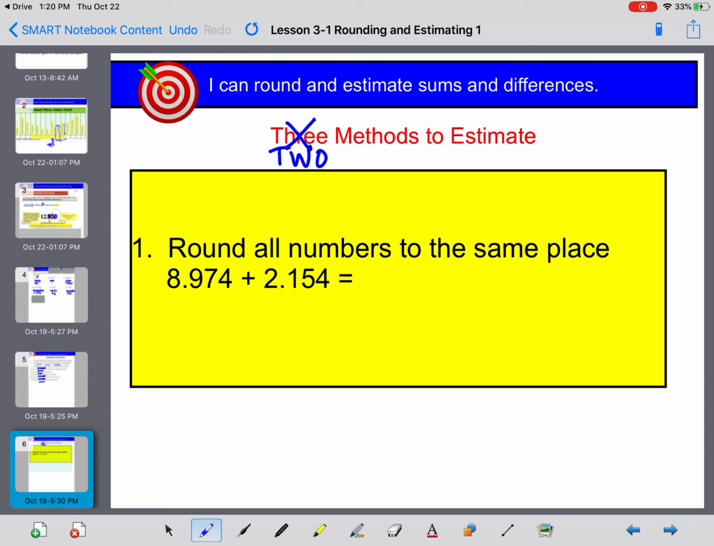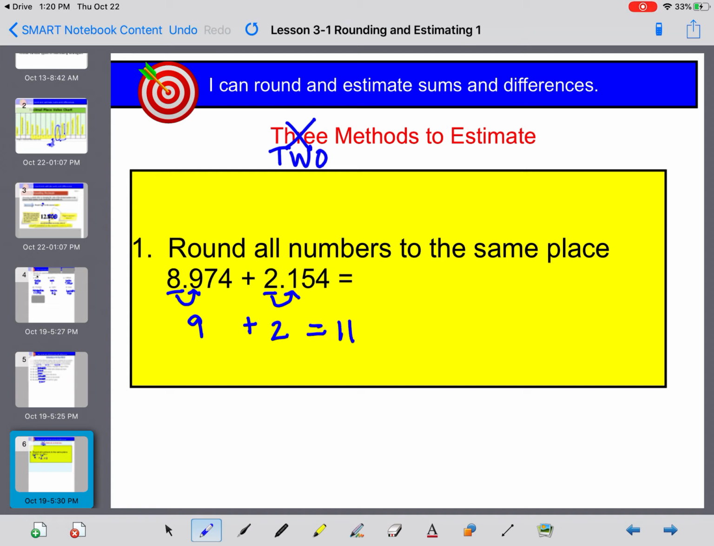Let's go over them. The first method is to round all of the numbers to the same place. Please write this example in your notes. Now, in this example, we could round all of these to the nearest whole number. The whole number is the nearest ones place. So to round these, I would round the first number to 9 and the second number to 2. 9 plus 2 is 11.